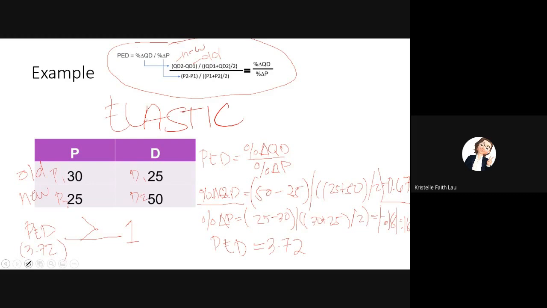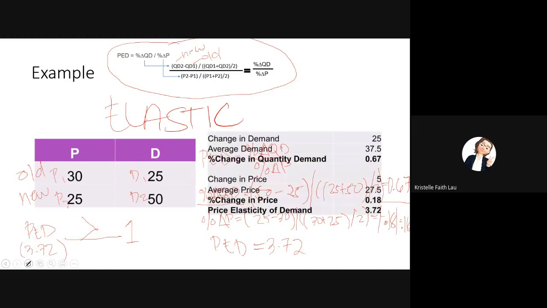So next, let's answer an example. So, we got it. Change in demand is 25, average demand is 37.5. Then, let's calculate the two of them. So, the percentage change in quantity demand is 0.67. But, we have already shortened the computation here.